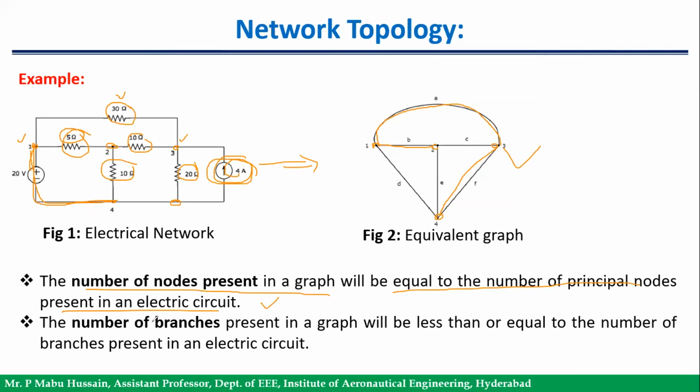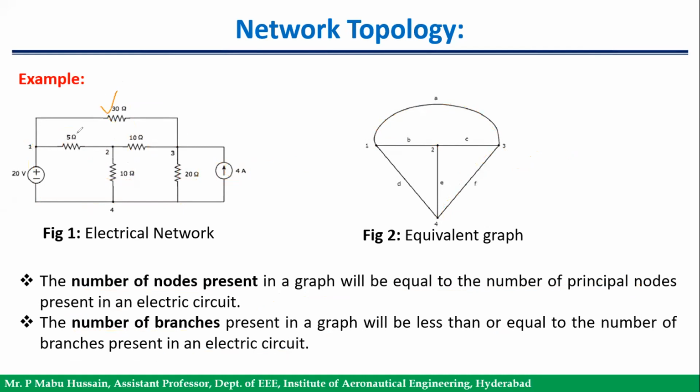But if you observe the branches, the number of branches present in the equivalent graph is less than or equal to the number of branches present in the electrical circuit, right? So the electrical circuit has a total of how many branches? This is one branch, 2, 3, 4, 5, 6, 7. 7 branches are there in this electrical network, along with your current source also. But when coming to the equivalent graph of this network, you have only 6 branches.